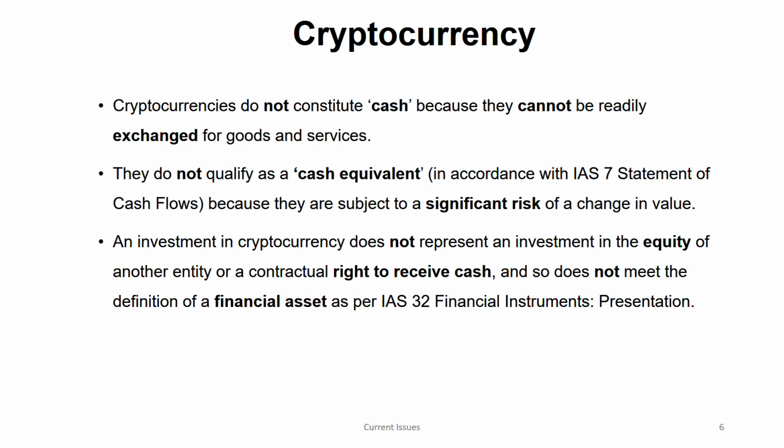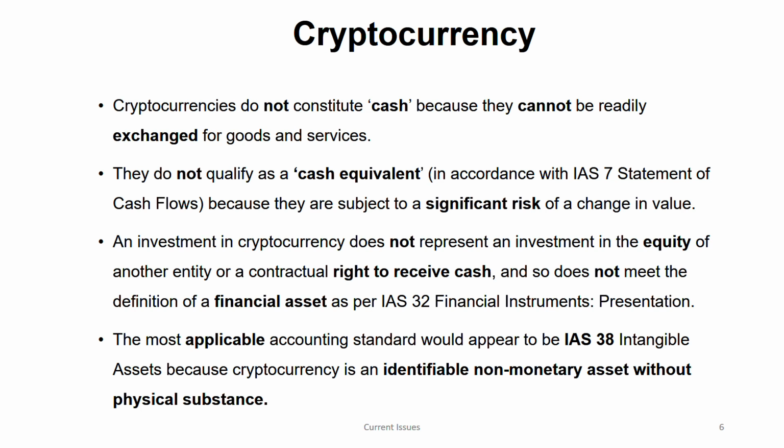According to what? IAS 32. That is your financial instruments presentation. So three we have rejected. It's not cash equivalent, it's not equity or financial asset. Then what is it? This is not very correct, but out of all, the best is IAS 38. This is most applicable for cryptocurrency. That means we can take it as an intangible asset.